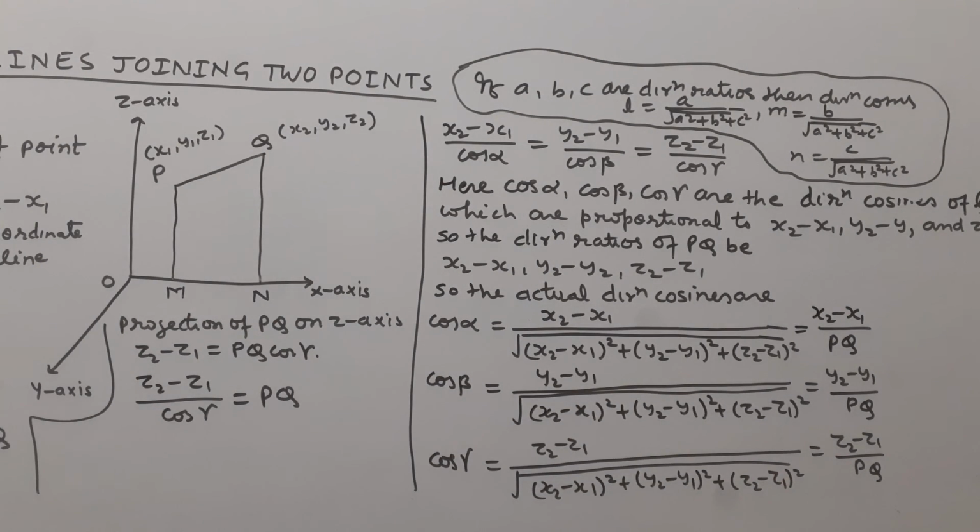So for a line joining two points x1, y1, z1 and x2, y2, z2, the direction ratios or direction numbers of that line are x2 minus x1, y2 minus y1 and z2 minus z1. And the actual direction cosines are x2 minus x1 upon PQ, y2 minus y1 upon PQ, z2 minus z1 upon PQ, where PQ is the distance between the two points P and Q.